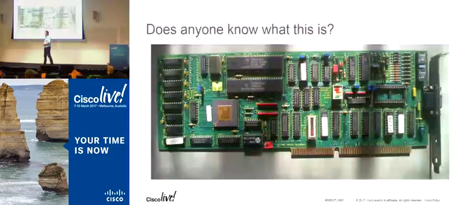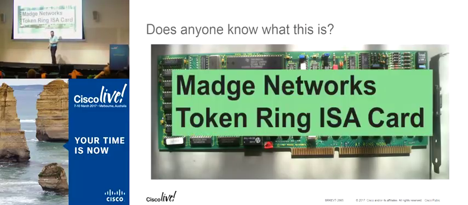So to start off with, this looks weird, but can anyone tell me what this is? Close, but what is it? Yeah, that's pretty good. Anyone can tell me what brand of token ring card? You're a champ. It does. You must have. That's why you sat at the front, isn't it? So you could read all the fine detail. It is. It's a Madge Networks token ring ISA card.